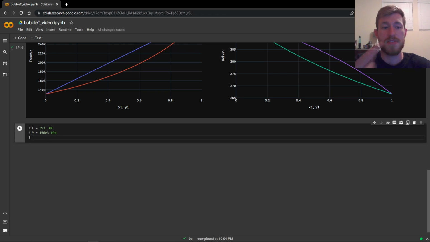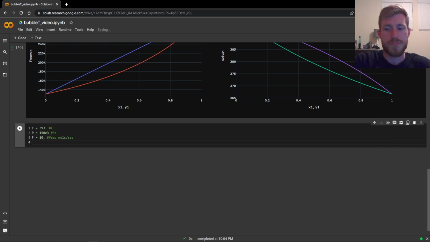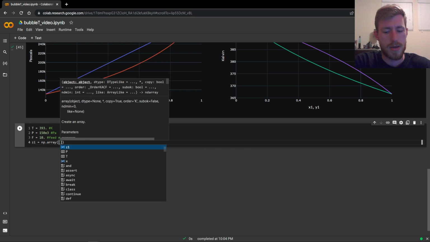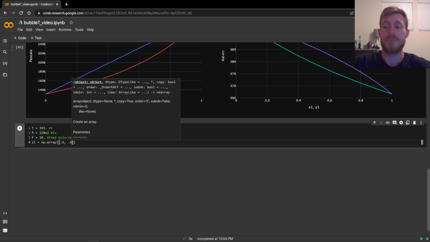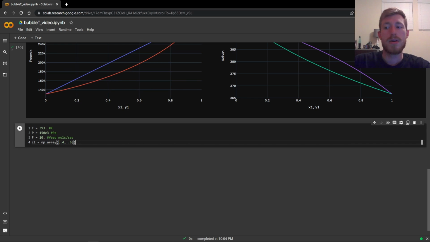Now the other thing we need to worry about is the feed and the feed composition. So the feed is going to be simply 10 moles per second. I'll just say moles per sec feed. And then our composition, Zi, the feed fraction of each component, is going to be np.array, and in here it is going to be 0.4 benzene and 0.6 toluene. So that's going to be our composition. Those are all of the given parameters we have.